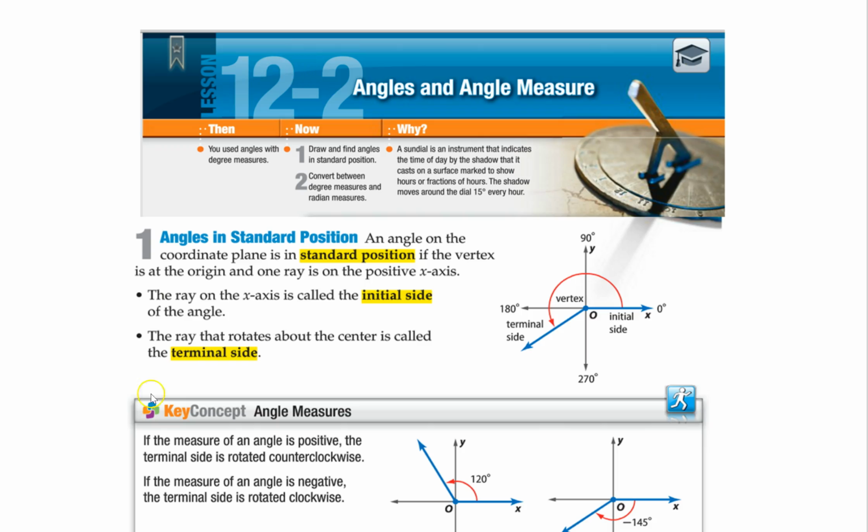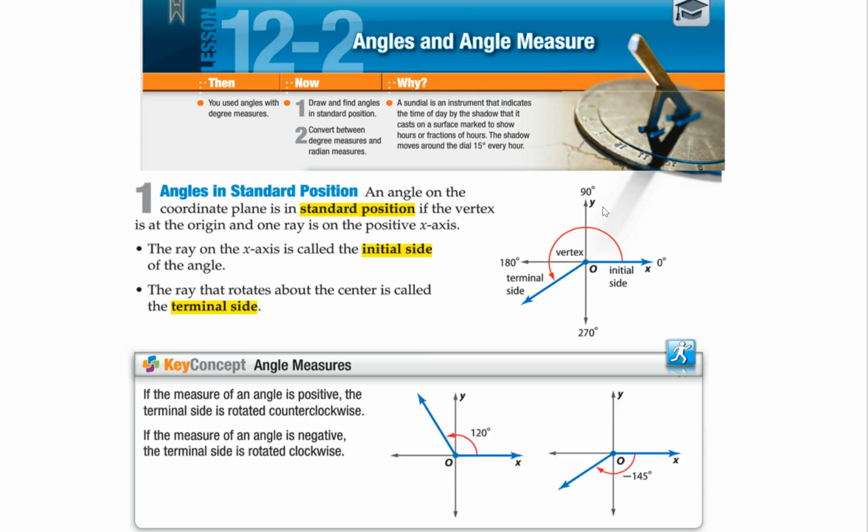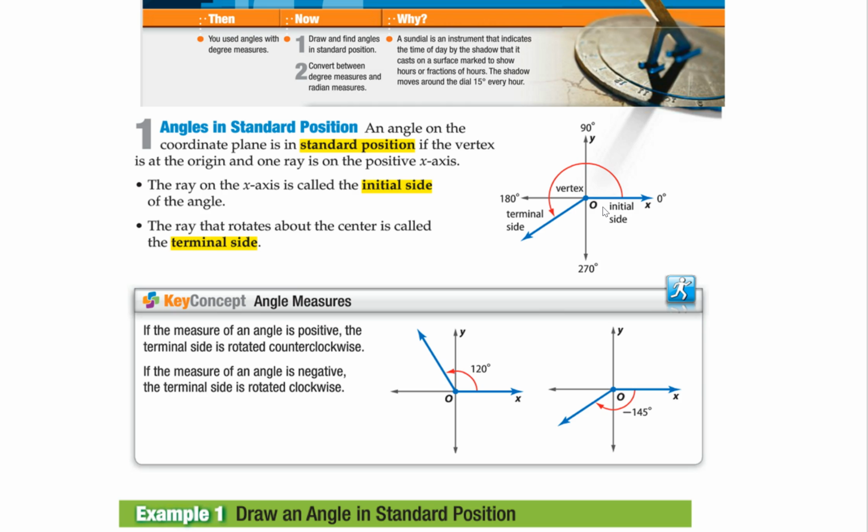12-2 angles and angle measure. So this lesson is all about angles and angle measure and how to draw them. First, let's talk about an angle. We draw them on a normal XY plane. As you can see, there's an X, there's a Y. It's a normal XY grid.